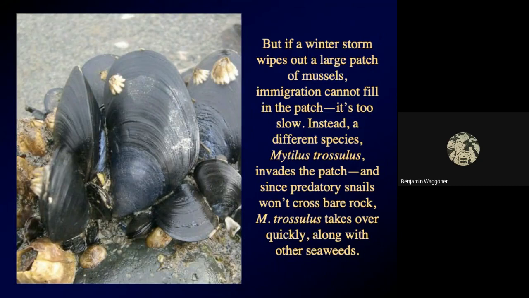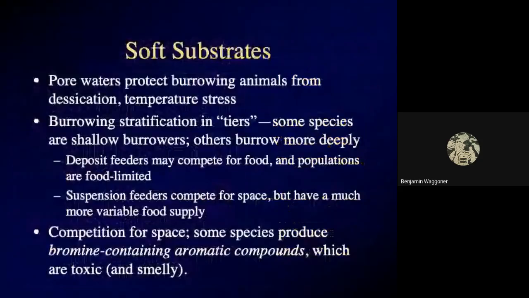So you can have two different ways that ecological succession plays out depending on how large the region is that you're talking about. So that's what we call alternative stable states. So that's life on a rocky coast.